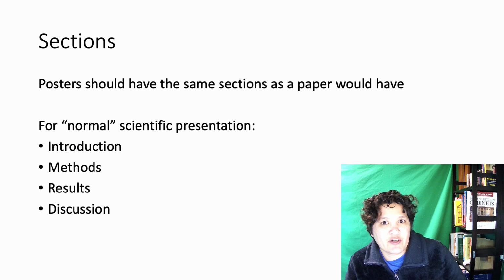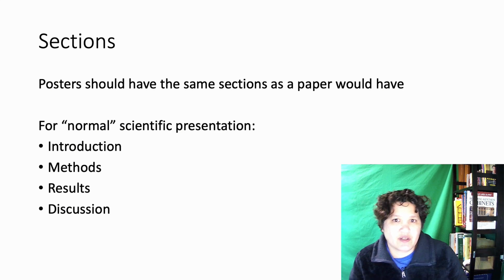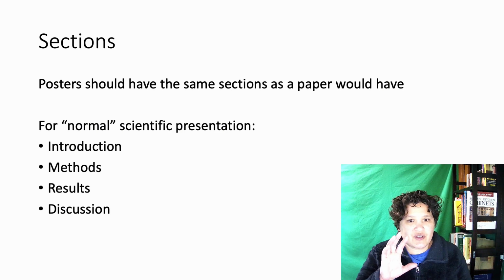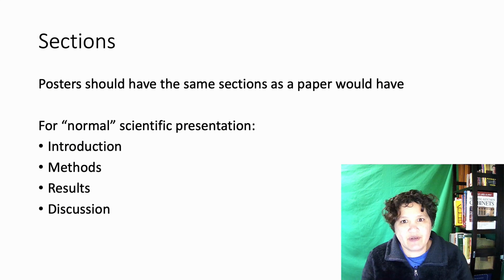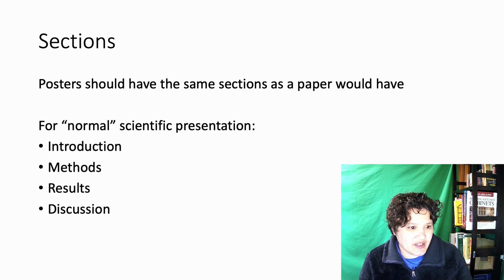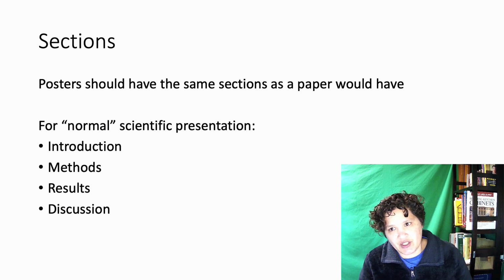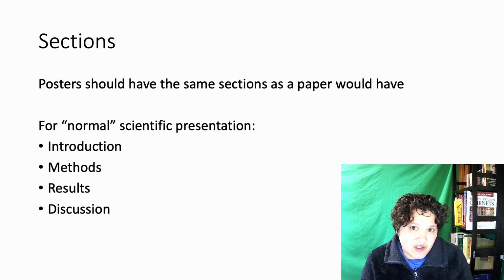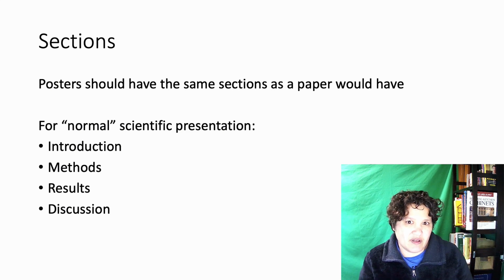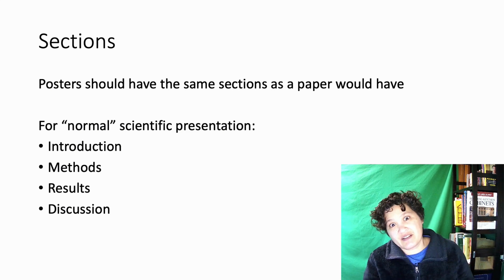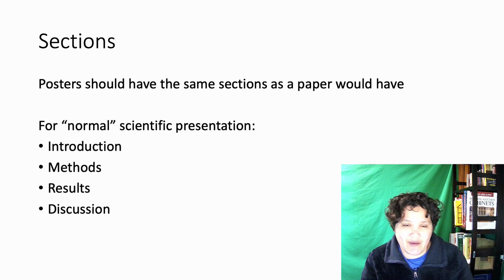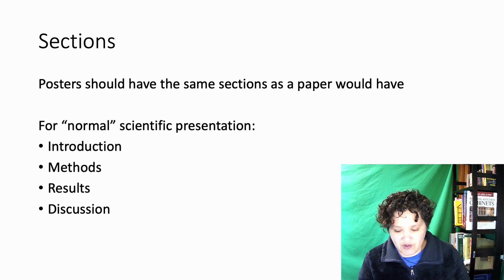So, when you're setting up a poster, you are going to have those same sections that a paper would have, as we talked about last week. So you're going to have the introduction, the methods, the results, and the discussion. Some people put their abstract on the poster, some don't. It will go in the conference proceedings. So you will have an abstract one way or another, but whether you actually print it on your poster is a different story.